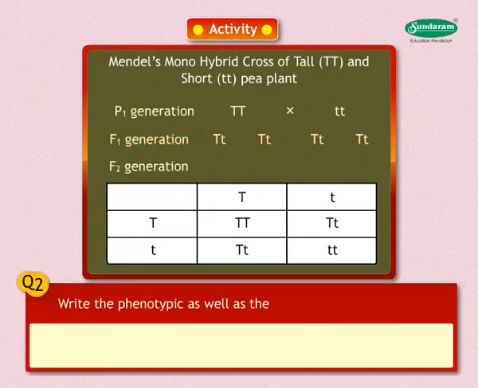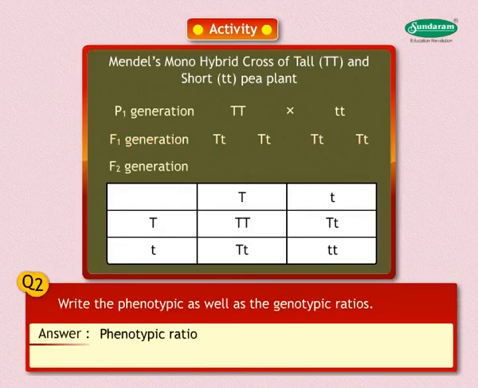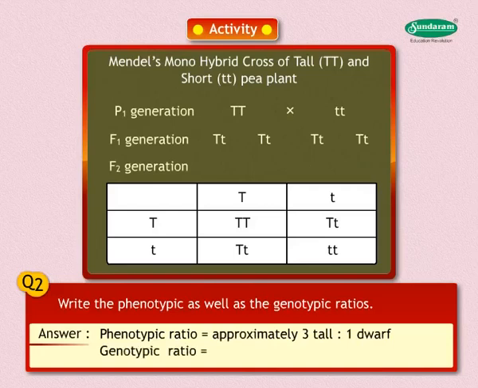Write the phenotypic as well as the genotypic ratios. Answer: phenotypic ratio is equal to approximately 3 tall is to 1 dwarf. Genotypic ratio is equal to 1 TT is to 2 Tt is to 1 tt.